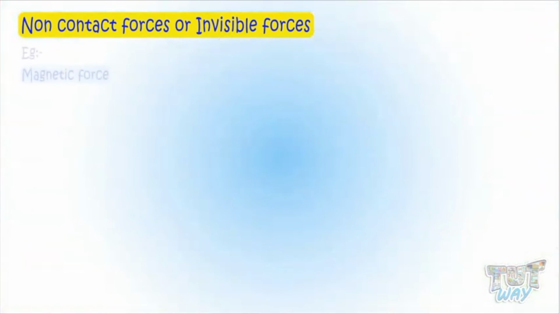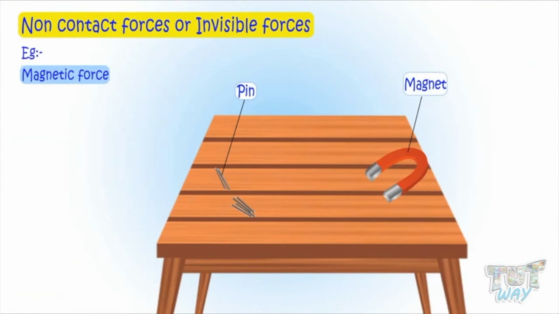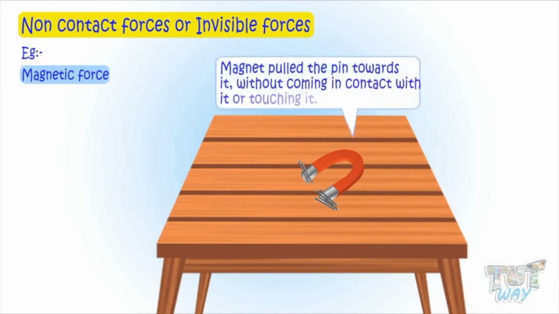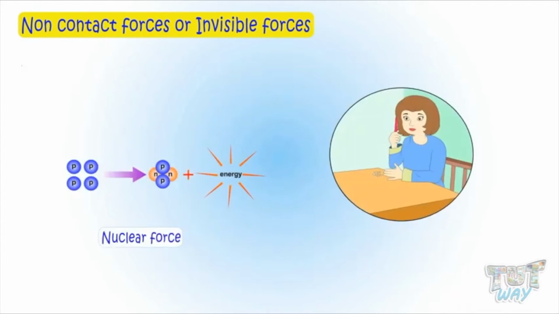Another example of non-contact force is magnetic force. Here is a pin. Now, bringing a magnet closer to it. The magnet attracts the pin. That is, the pin is moved towards the magnet without any contact between the pin and the magnet. So there is an invisible or non-contact force acting here. More examples of non-contact forces are nuclear force and electrostatic force.